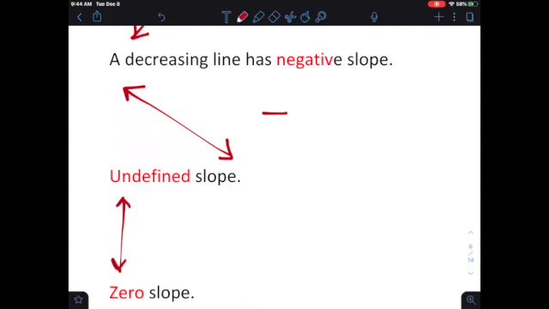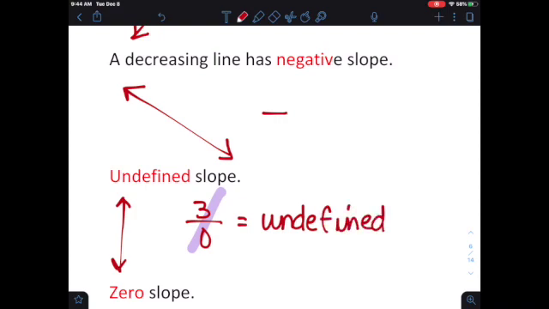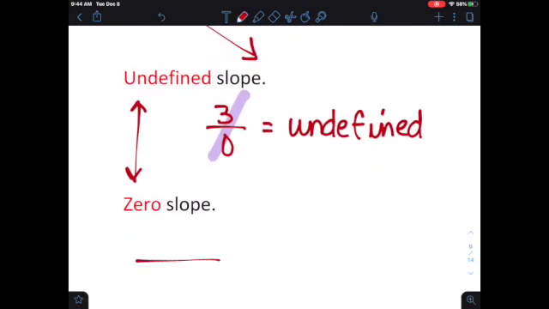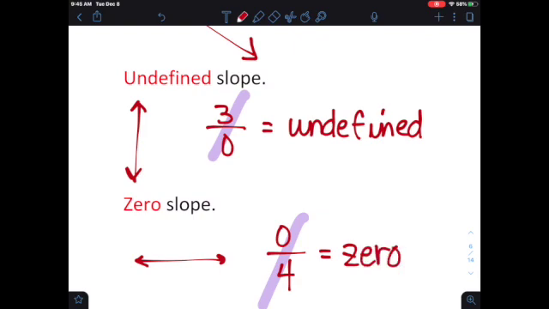So now when you work out your problem and get something like 3 over 0, that's not good enough anymore for me. I want you to be able to simplify and say this is undefined. And the next one, if you have a 0 slope, it's this way. The 0 goes on top, the number goes on the bottom. Again, that's not good enough anymore. I want you to be able to tell me that's a 0 slope. Do not leave it as a fraction because that's not done simplifying.